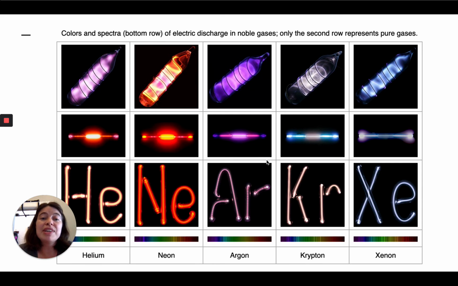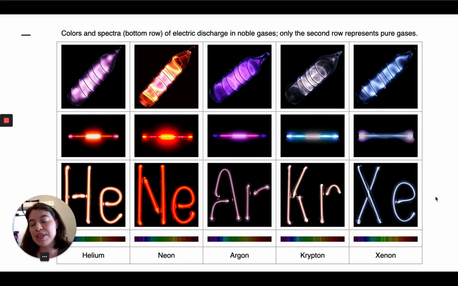But if you give it a little bit of energy, say by running an electrical current through it, you can give those electrons enough energy to jump up a shell. Now, of course, that makes them unstable, and the electrons are going to want to fall back down into their normal shell. But as they fall back down into that normal shell, they release energy. And for the noble gases, they release that energy in the form of light. So that's why we have these beautiful neon lights.